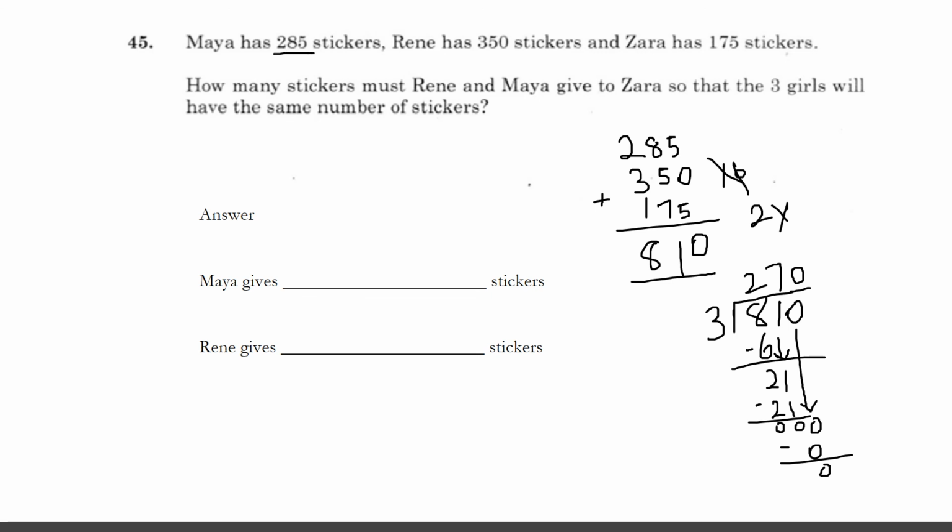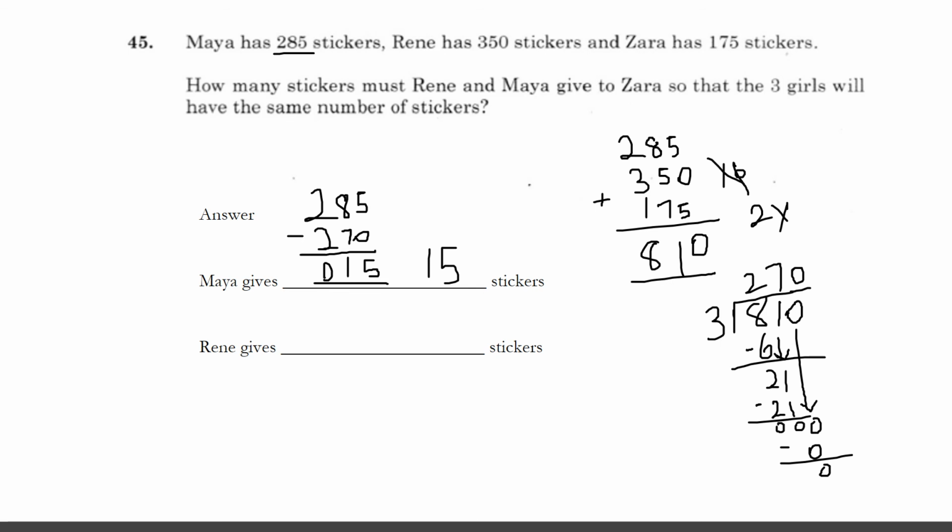So Maya has 285. Let's do Maya first. It's going to be 285 subtract 270. This will tell us how much Maya needs to give Zara. 5 take away 0 is 5, 8 take away 7 is 1, 2 take away 2 is 0. So Maya has to give a total of 15 stickers.